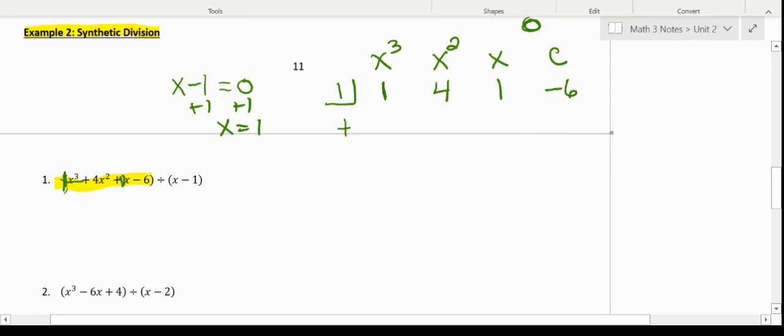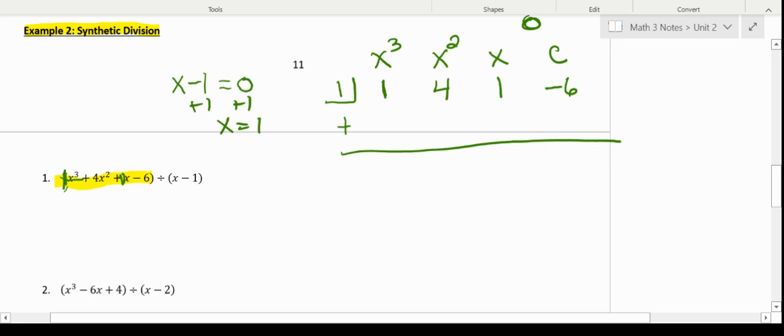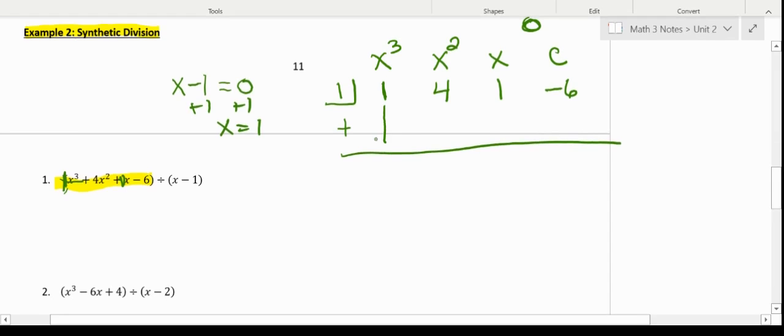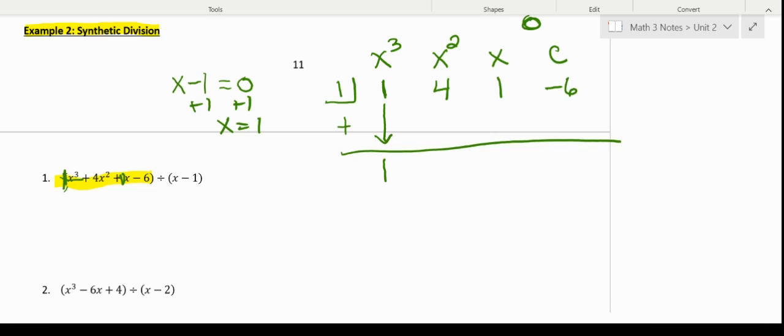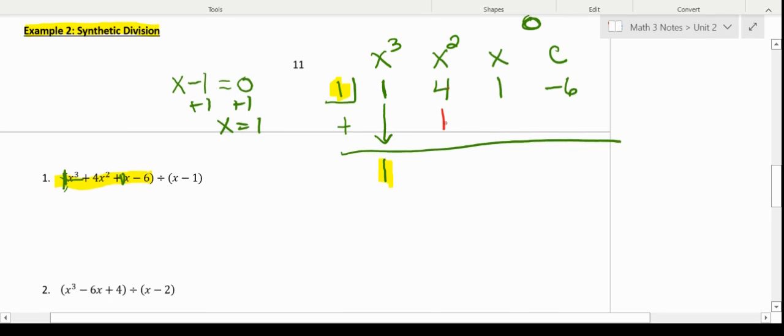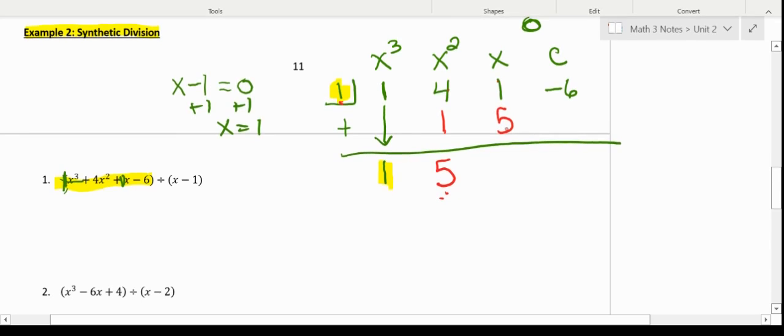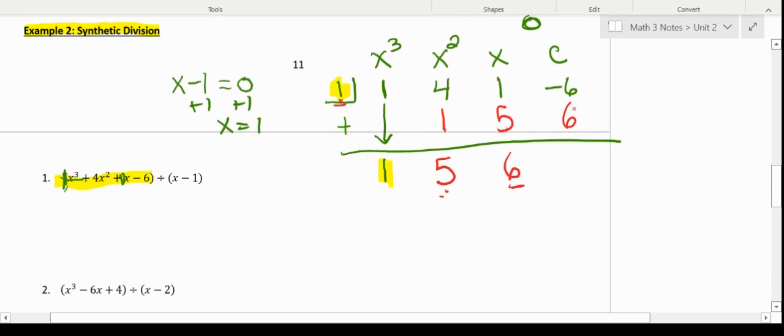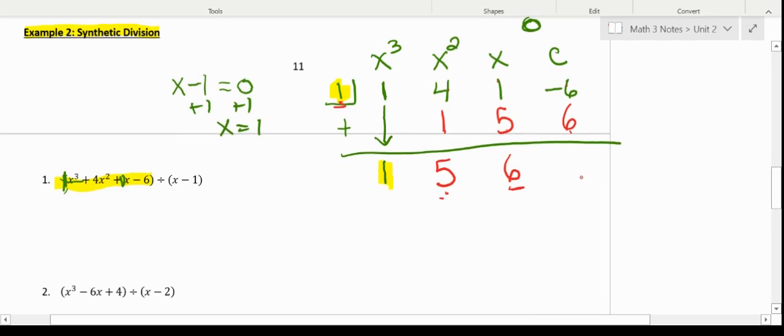And so what we do is we set this up. I'm going to put almost like a plus sign. And we're now just going to kind of do some multiplication and addition. So I'm going to bring down my first term. I have a 1. And now what we're going to do is we're going to do 1 times 1. 1 times 1 is a 1. And now I'm going to add 4 plus 1 and get 5. Now we're going to do, well, what's 5 times 1? 5 times 1 is 5. 1 plus 5 is 6. And then now I'm going to do 6 times 1 is a 6. And this gives me a 0.